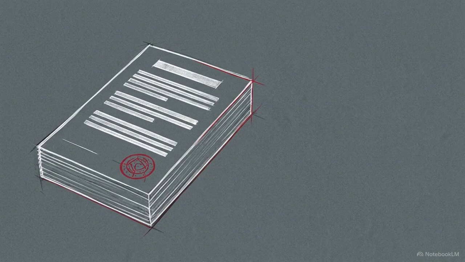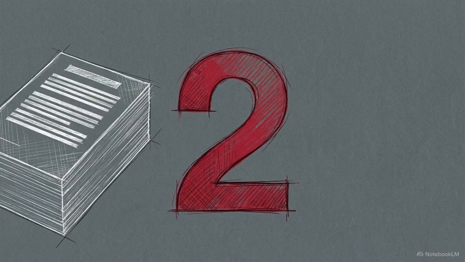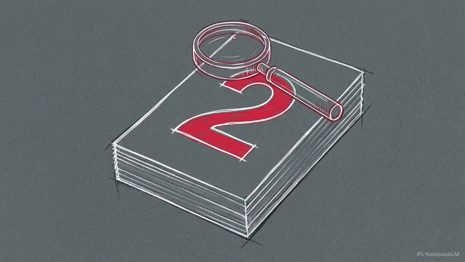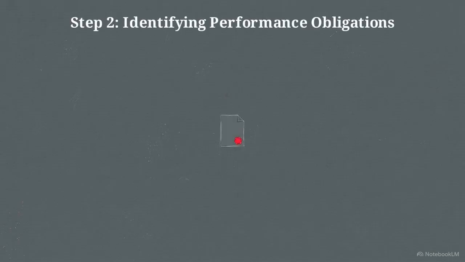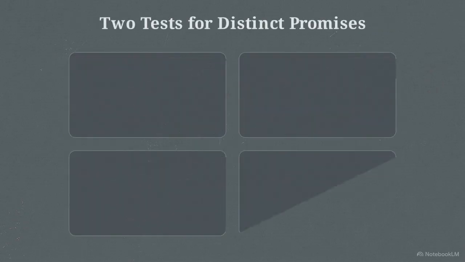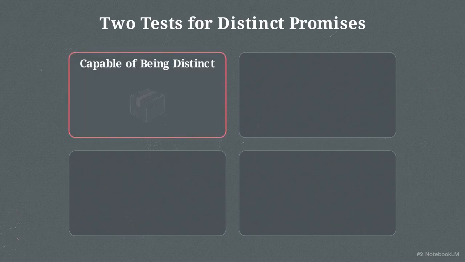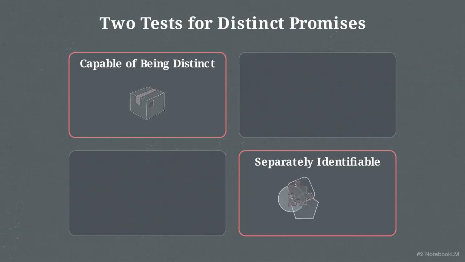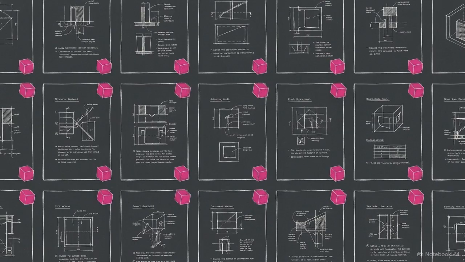Once a valid contract is established, we move to Step 2, identifying performance obligations. A single legal document often contains multiple independent economic promises. We must isolate each performance obligation as a distinct promise by passing 2 tests. First, it must be capable of being distinct, beneficial on its own. Second, it must be separately identifiable, not significantly modifying other goods in the contract. By the end of Step 2, the contract has been deconstructed into a list of independent economic promises.